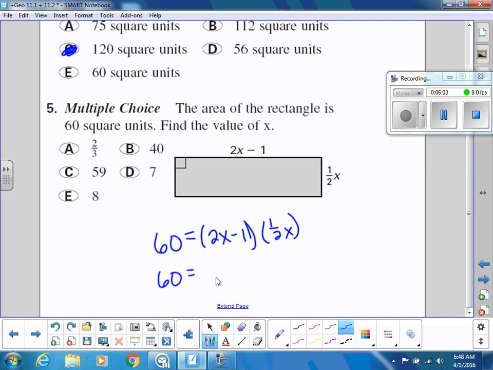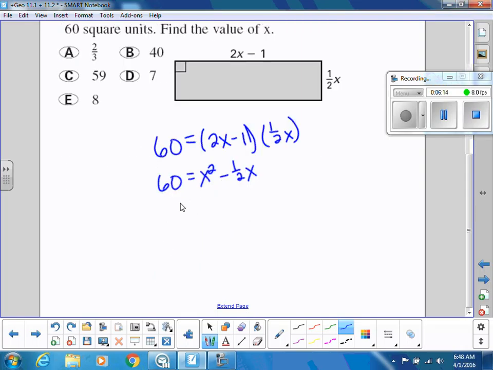So here we're just trying to find the value of x. So 1/2 x times 2x, that would be 1x squared minus 1/2 x. And then since it's quadratic, we would want to subtract the 60. And what I would probably do is, since I have a half, I would multiply everything by 2. So that gives me 2x squared minus x minus 60.